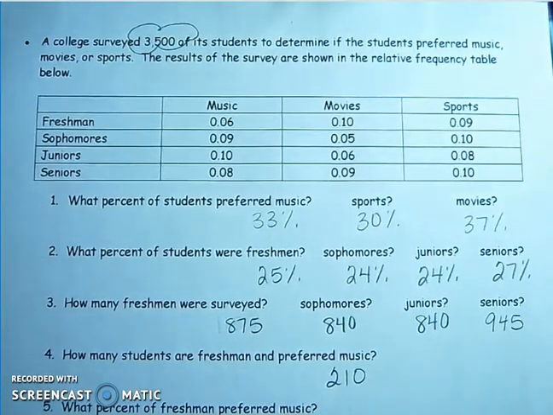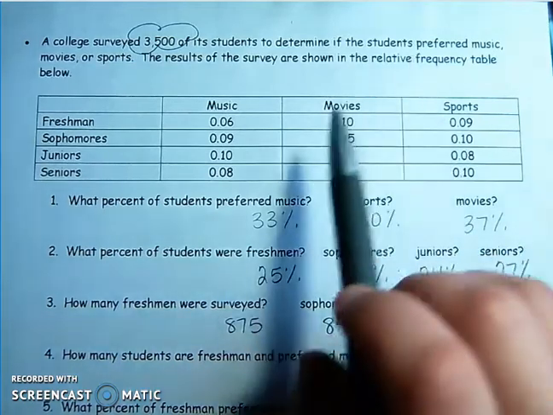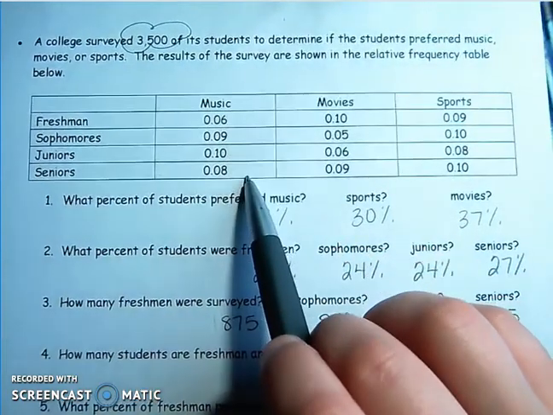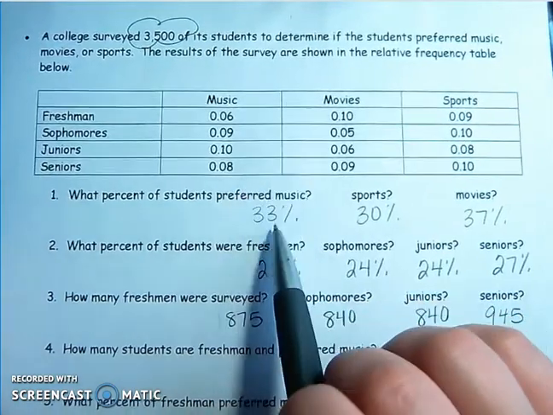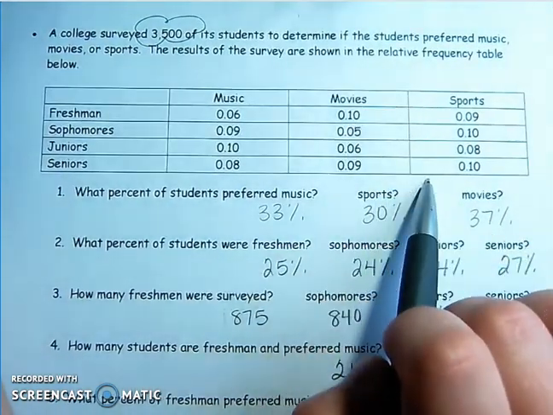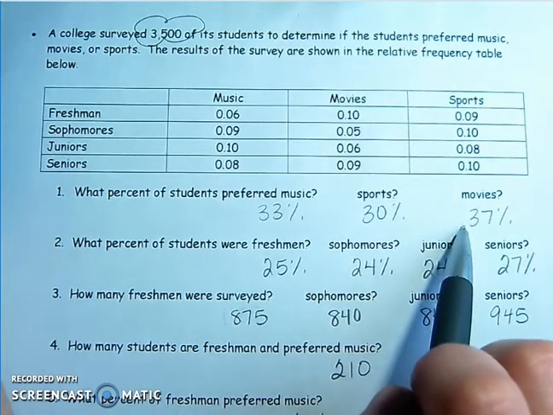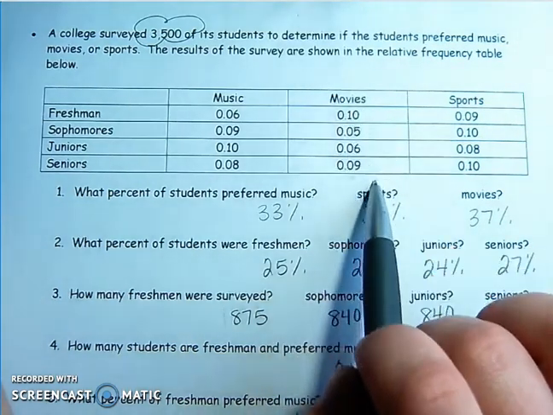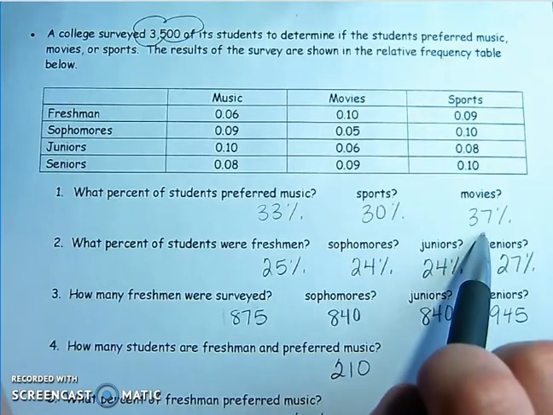It says, what percent of students preferred music? Well, music is this column here. So all I did was add them up and I got 33%. Sports, add up all the sports and you get 30%. Movies, add up all the movies and you get 37%.